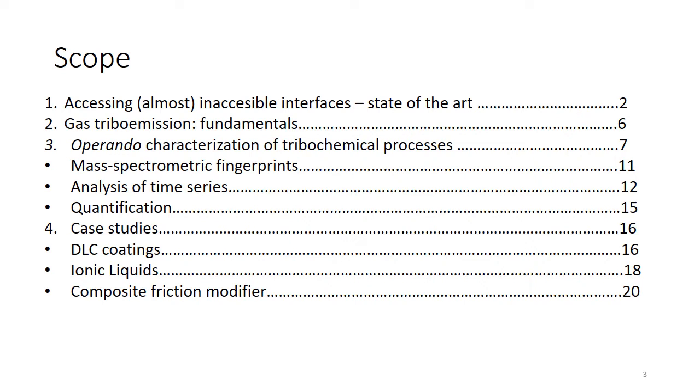In the third part, I will discuss the Operando characterization of tribochemical processes, the recent advances in the methodology of using mass spectrometry for characterization of tribochemical processes. And finally, I will show several case studies where this methodology was applied for studying DLC coatings, ionic liquids, and composite friction modifier.